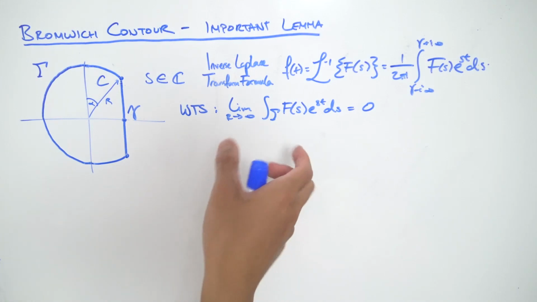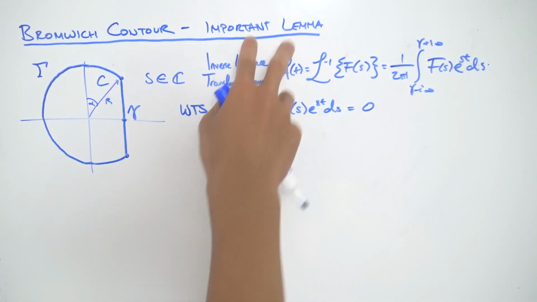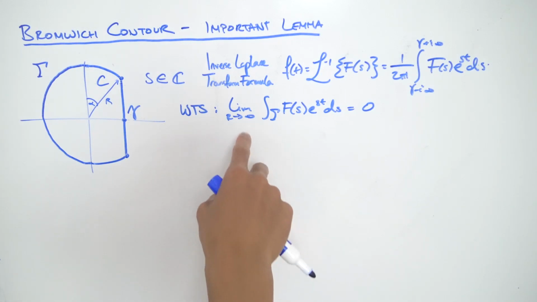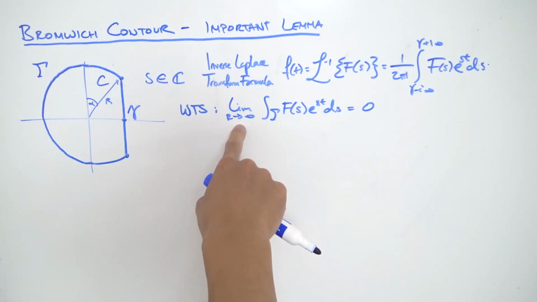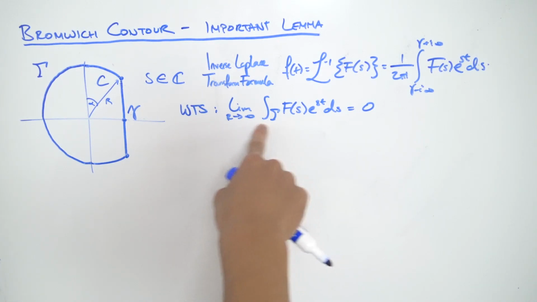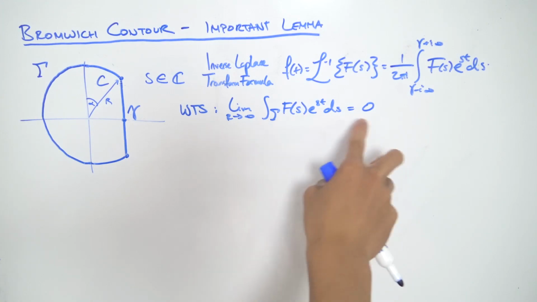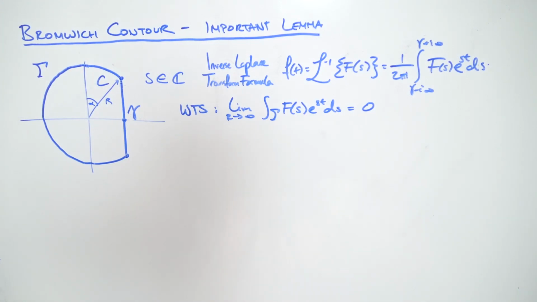So what is the point of this video? I guess it's just to prove a lemma that I find is pretty important. It's that when you take the limit as r approaches infinity on the integral over gamma, which is this big circle over here, in fact the integral goes to 0. And why is this important?